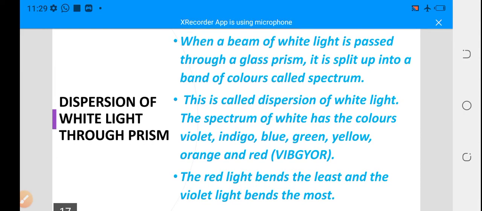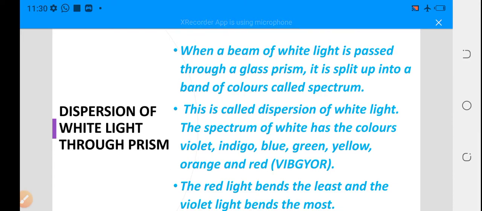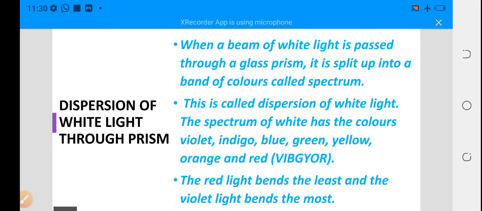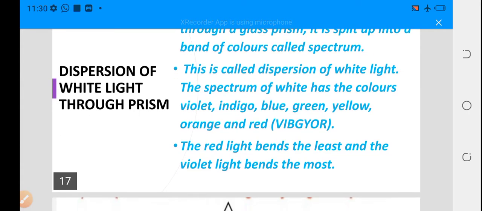About dispersion, another topic: dispersion of white light through a prism. Generally, when white light passes through a prism, it is changed into multiple colors. Let's see here. When a beam of white light passes through a glass prism, it splits up into a band of colors, or group of colors, called a spectrum. This is called dispersion of white light. The group of colors is called the spectrum, and this process is called the dispersion of white light.